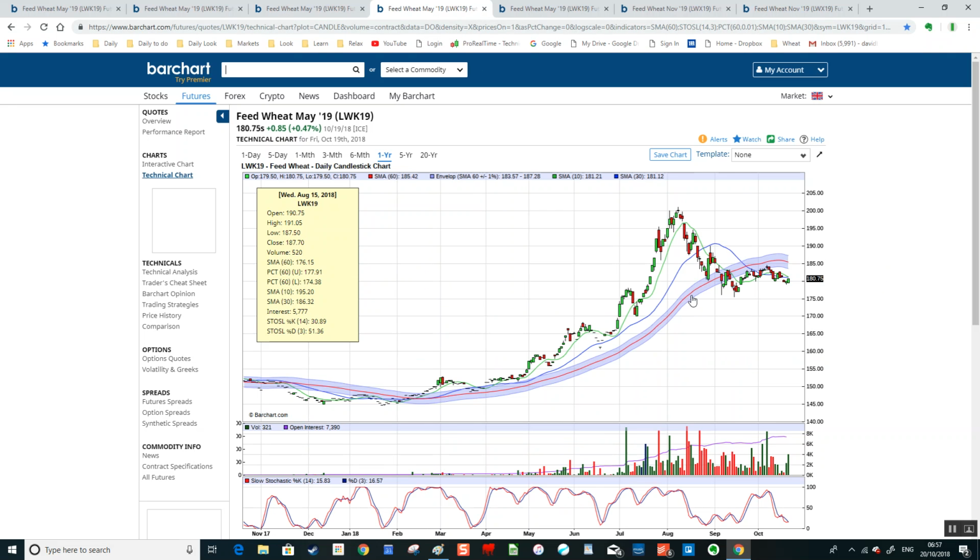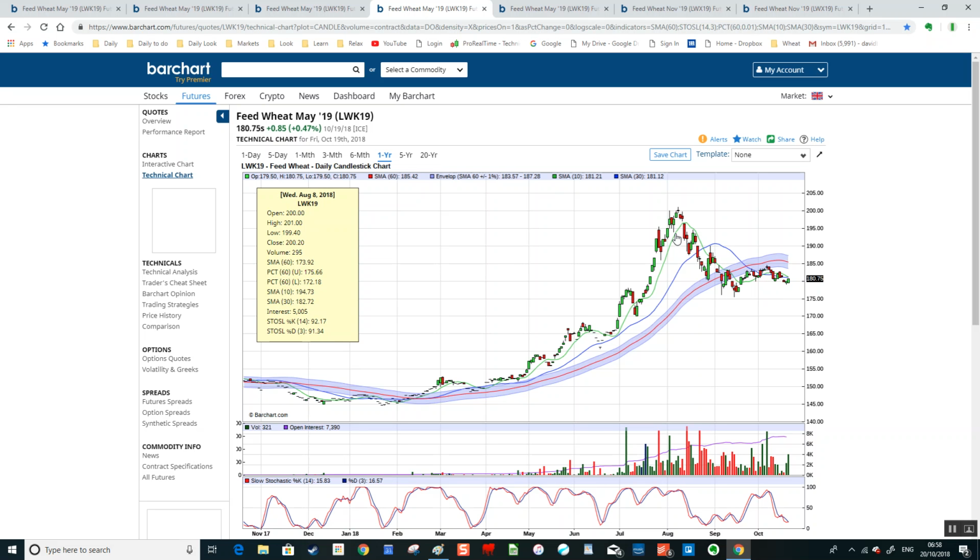We can identify here quickly the 60 SMA. We're just hovering below that at the moment. You can see now that the short-term moving averages, the 10 and 30, are now crossing up and down, up and down. Classic sort of range trade here.